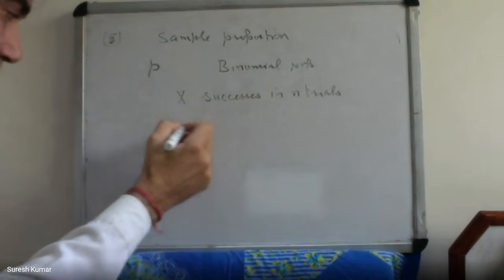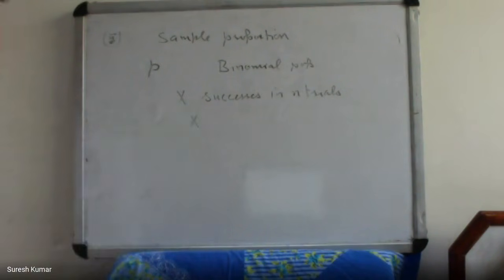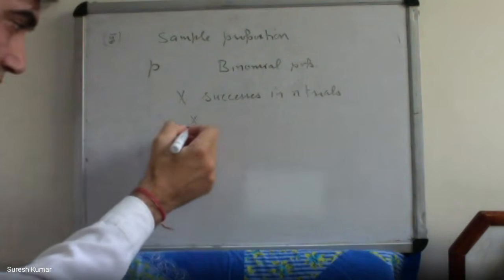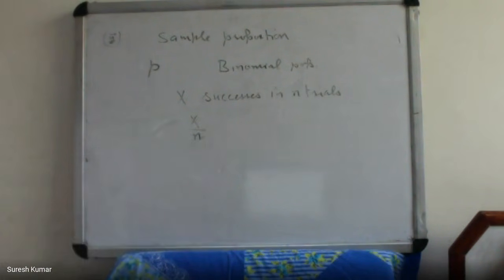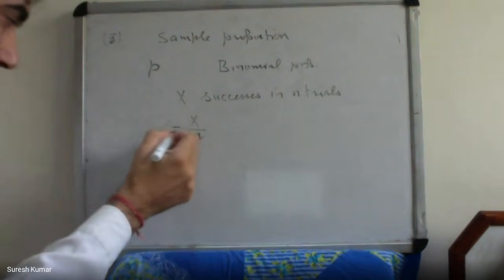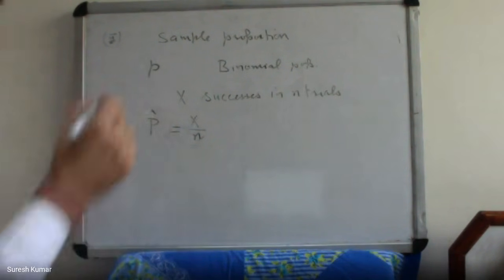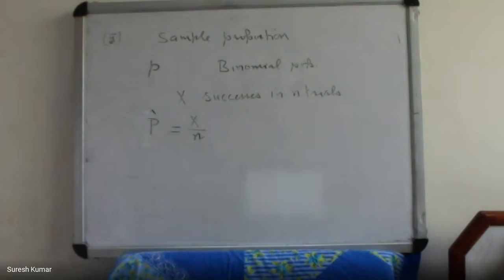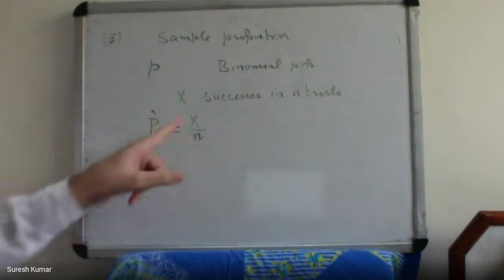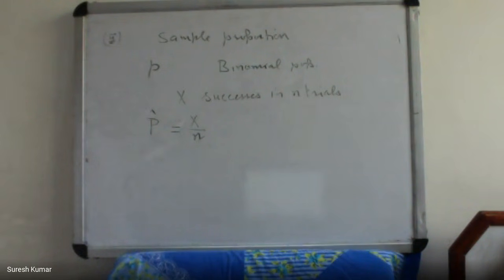So this is your sample information from the binomial population. So what is the sample proportion here? Sample success proportion. It is x over n. Let's denote it by p cap, or p hat. So this is a random variable. The sample success proportion is a random variable because x is random here. Let's determine the sampling distribution of p cap.